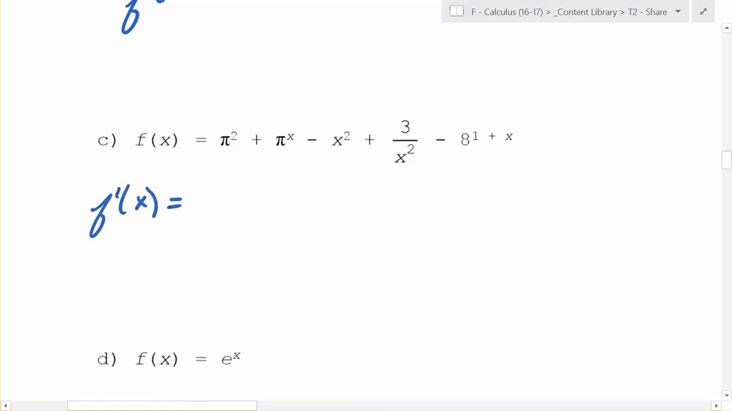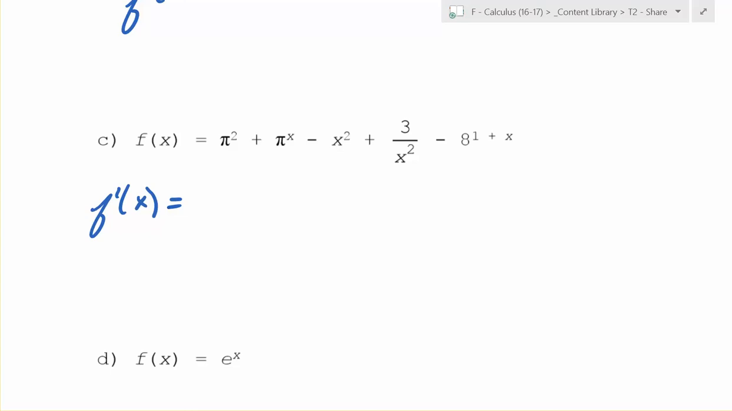What's f prime of x on this one going to be? What's the derivative of pi squared? Come on. ln pi times. Careful. Pi squared has no variable in it. What's the derivative of pi squared? What's the derivative of 7? What's the rate of change of something that doesn't change? 0.